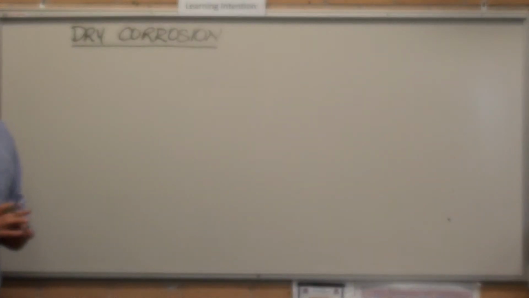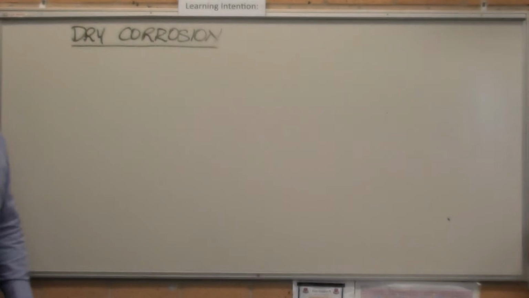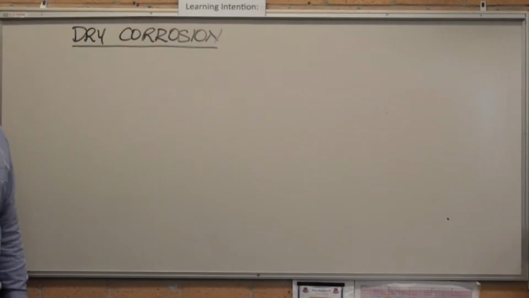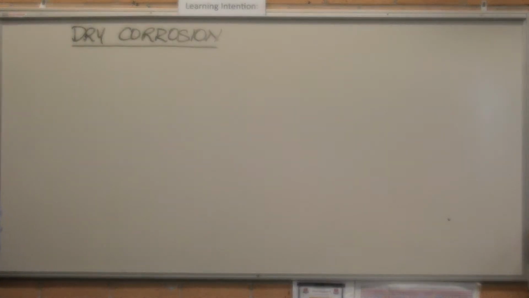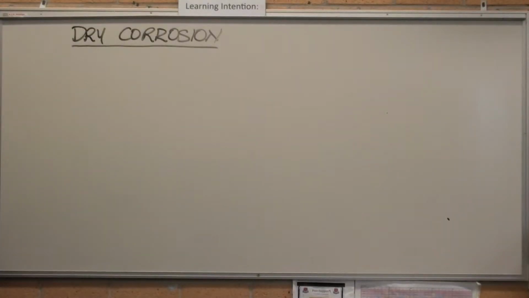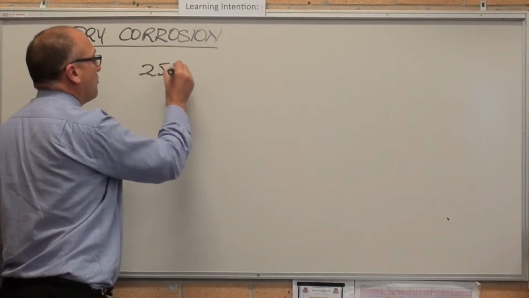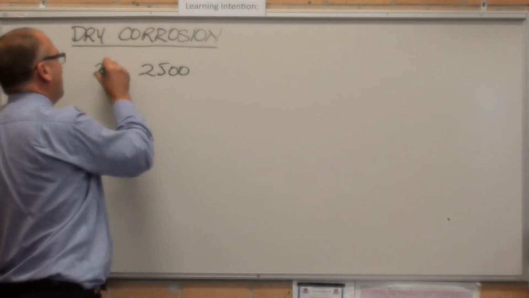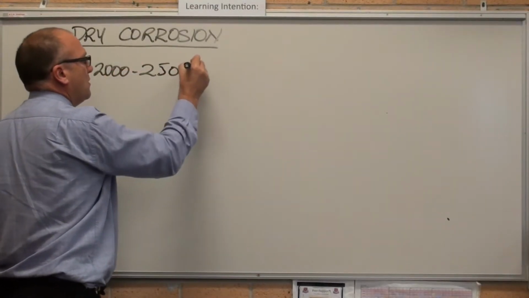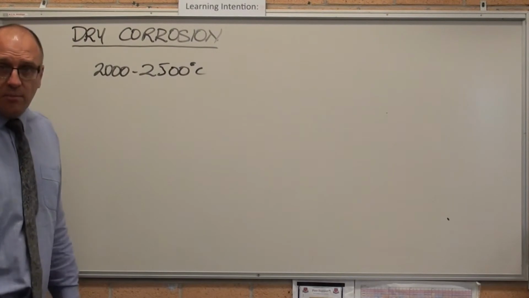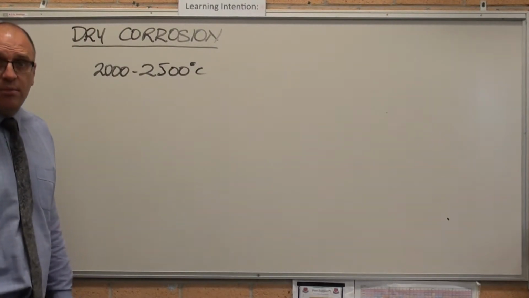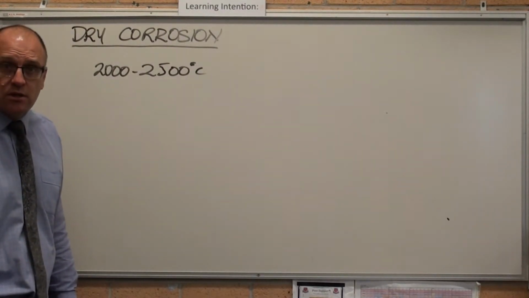Dry corrosion. This is gaseous corrosion that happens basically inside the turbine of an aircraft. For things to happen dry at an appreciable rate, you really need high temperatures. The temperatures inside a jet turbine are 2000 to 2500 degrees gas temperature. Because of cooling, the metal's not quite that hot, but you're looking at very high temperatures.